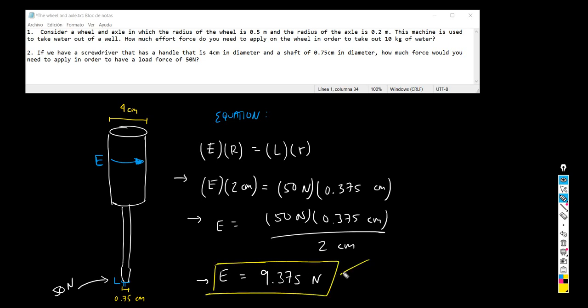So once again, the effort that the user needs to apply in order to come up with this much force out of this machine, in order to take out a screw or something, is actually much less than the load force. In other words, the force that you input in this part of the machine is going to be transformed into a much greater force at the output of the machine. You see, that's basically why we use machines.